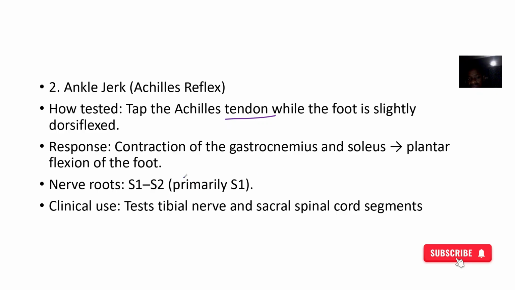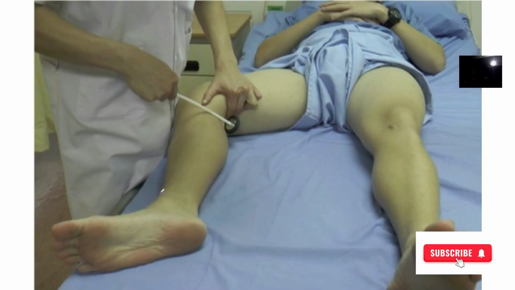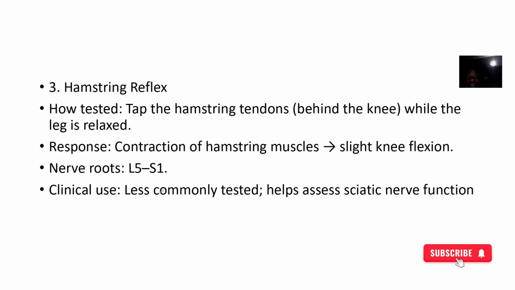and the nerve roots here are S1 to S2. Those are the nerves that you are trying to pick out. So if it doesn't happen like that, it shows you that there are issues or injuries to the tibial nerve. You understand? Then we are looking at the hamstrings reflex.